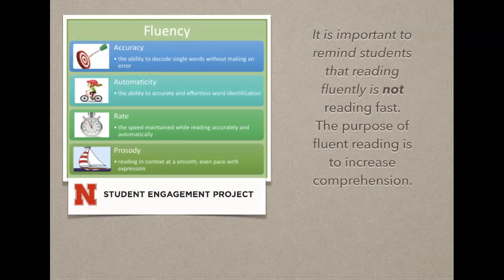It's also important to remind students that reading fluently is not just reading fast. It includes being accurate, it's automaticity, so they're able to read the words without sounding them out, they're reading at a good rate, about the rate that they're speaking, and their fluency includes prosody, so they're reading with expression. It's also important to remind students that fluent reading is done to increase their comprehension.